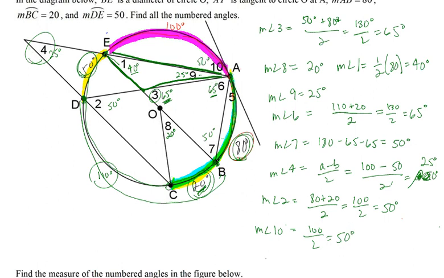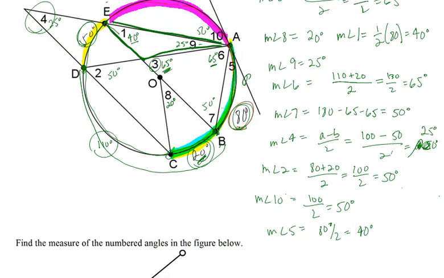And then finally, angle 5, same thing. We've got a tangent line and a chord AB. So we're going to take half that measurement, half of 80 degrees, which is 40 degrees. Okay.